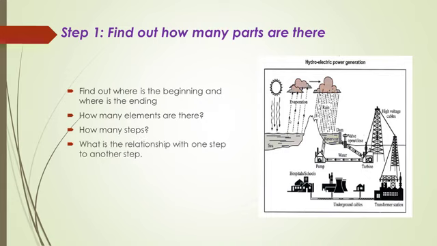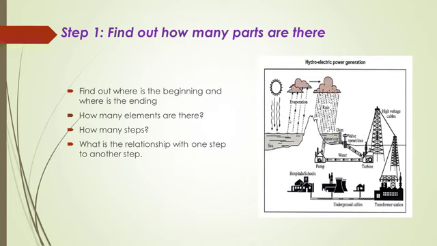What is the relationship from one step to another step? Actually, here we find 2 steps. One is natural process and another one is artificial process. In the case of natural process, we find the sun, sea, evaporation, rain, and reservoir. And after the dam, all the elements are actually artificial because those are man-made elements. But before them, these are made naturally.